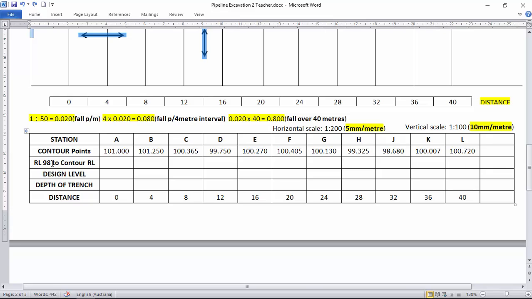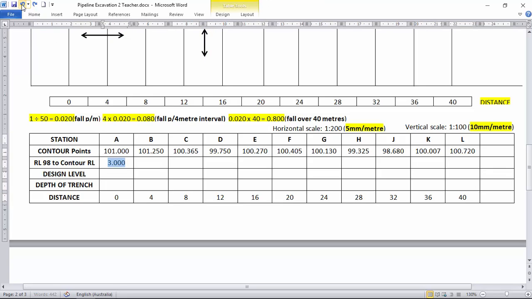We've used the RL 98 to determine our contour points, so we're going to measure from our RL of 98 to our contour points, so we need to know how long that line will be, and it will be 3 metres. So we've taken 98 away from 101, then we take 98 away from 101.25, then we take 98 away from our 100.365, and that gives us our 2.365, and we just continue that process. Our design level is also 98.